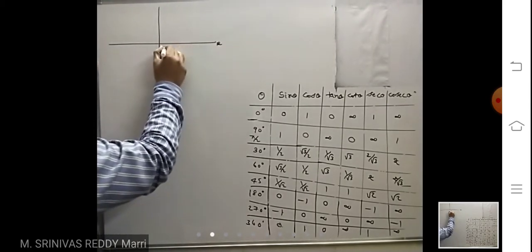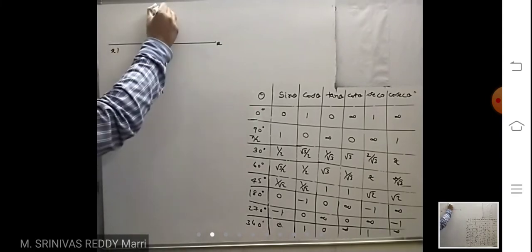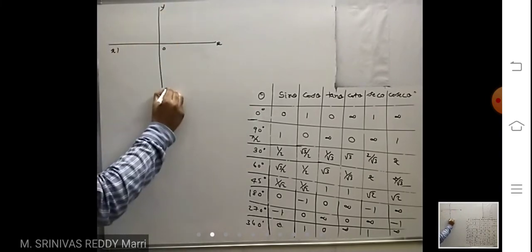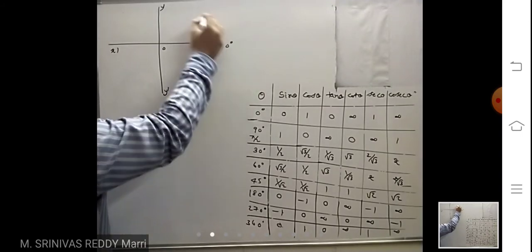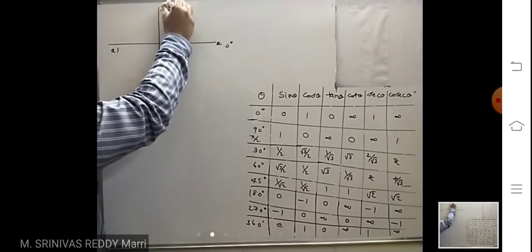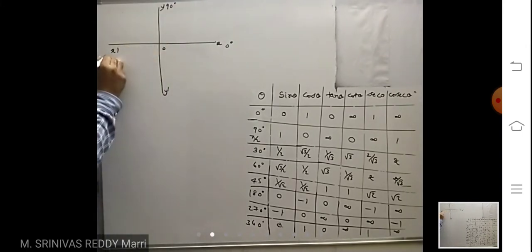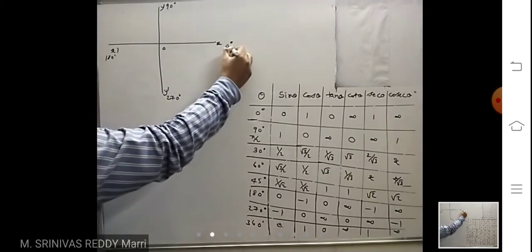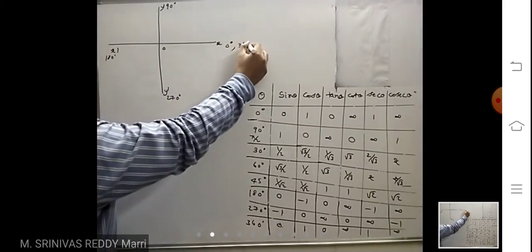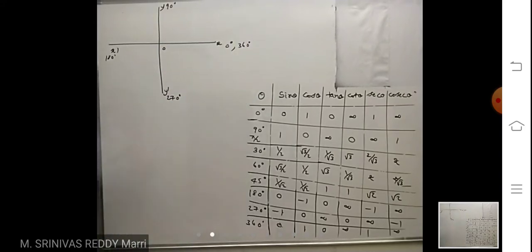Again coming to the quadrants. I told you, this is 0 degree, this is 90 degree, this is 180 degree, this is 270 degree, this is 360 degree. Now look at, let theta be an acute angle.